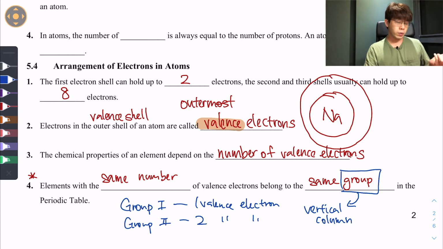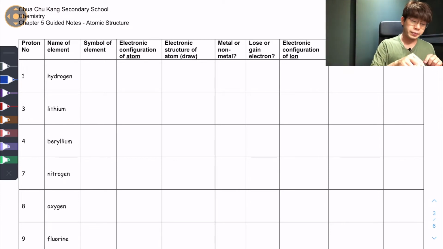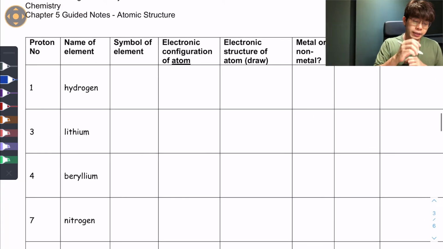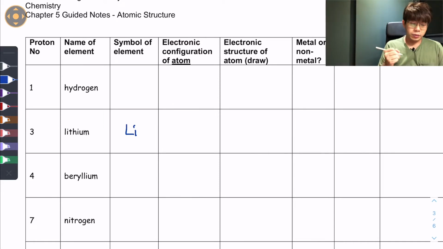Okay, so keeping that in mind, right, let's learn how to draw some electron configuration. So let's turn to this page and let's start from lithium. Okay, so now lithium has a proton number of 3. The symbol of lithium is Li. Alright, so now there are shells in the electrons. So I would like to put them as like an underline.